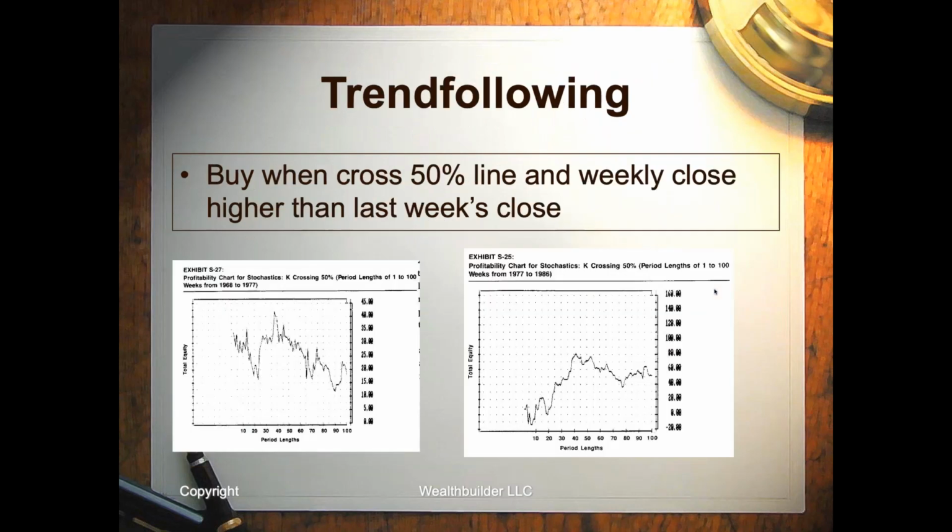This is a simple technique that nobody uses. Buy when the percent K crosses the 50% line and the weekly close is higher than last week's close. Now, the chart on the left shows that kind of profitability. And you can see every possible combination is profitable. Every single one of them. On the right-hand side, every combination except 9 days is profitable.